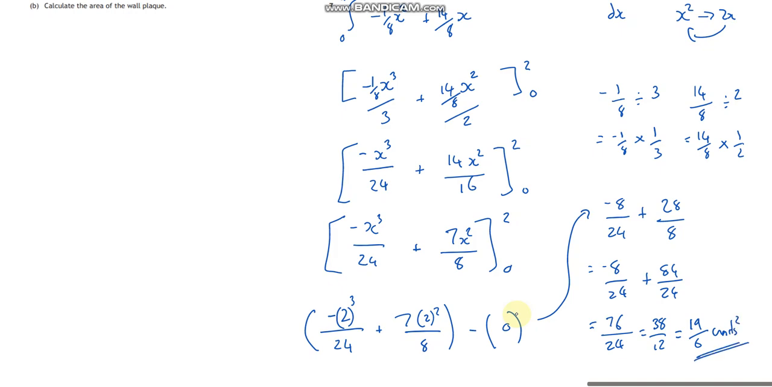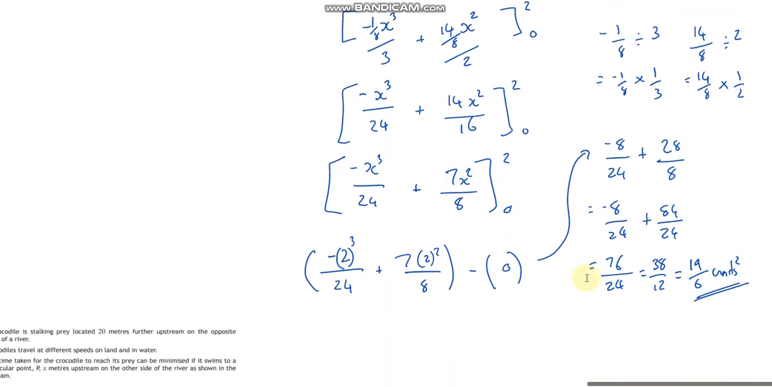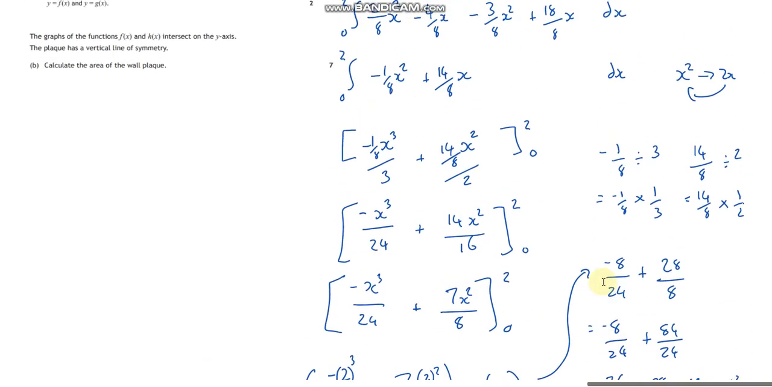Wow, and we're still not finished, because that was the blue bit, so I need to times that by 2. So 19 over 6 multiplied by 2, I'm going to get 38 over 6, which is the same as 19 over 3. Wow. I don't know about you, but that was a lot of fraction work for me. So yeah, that's us done.